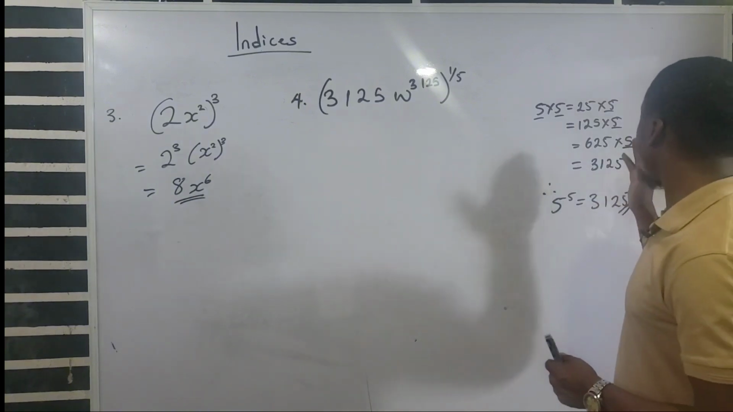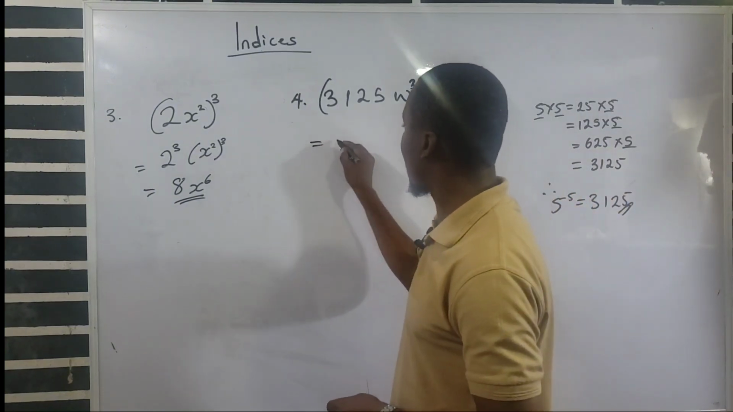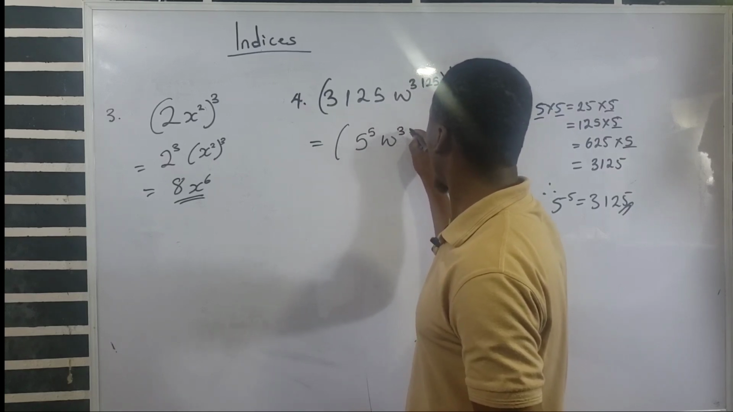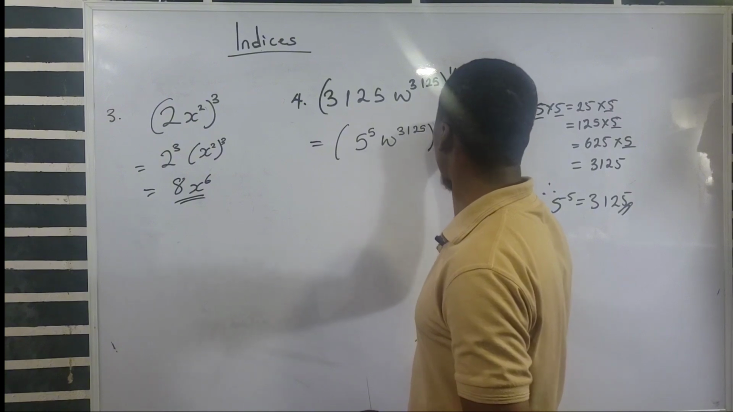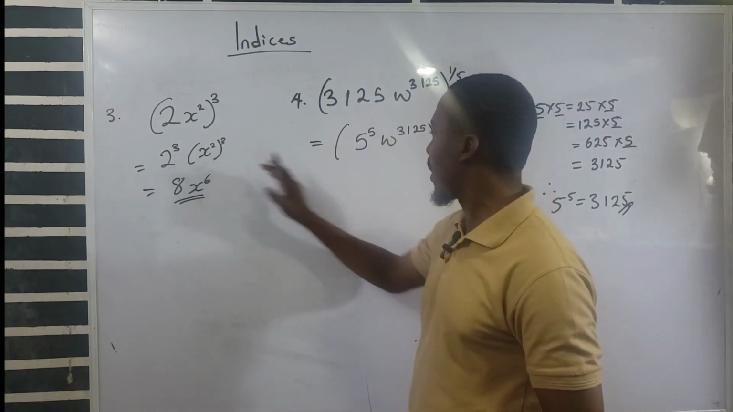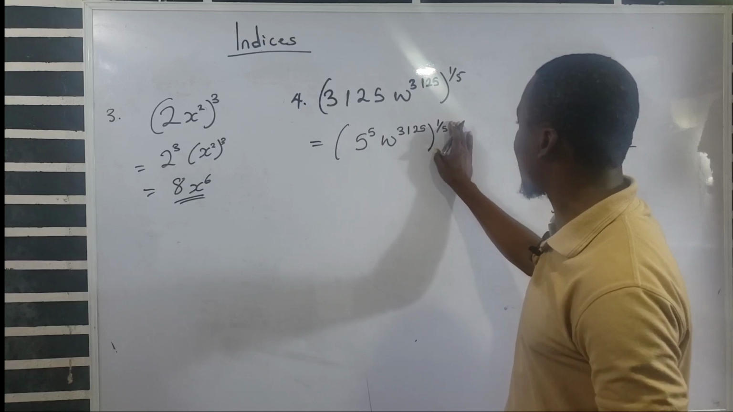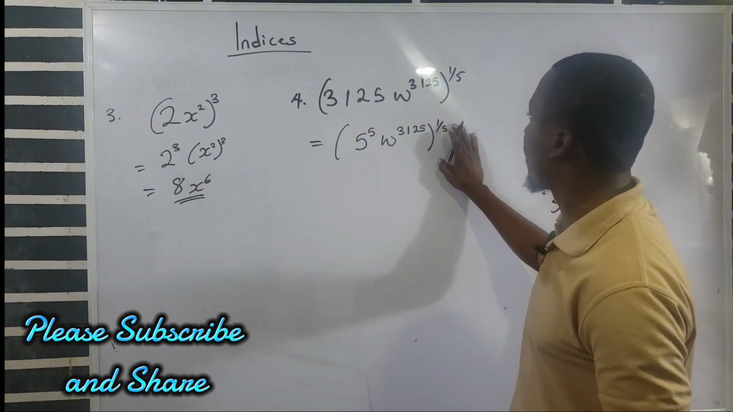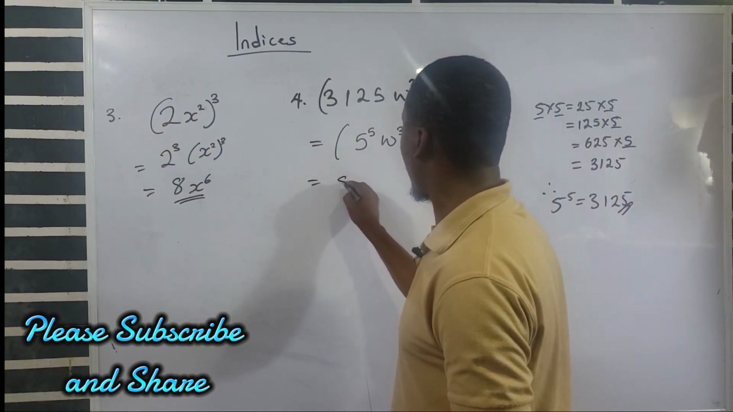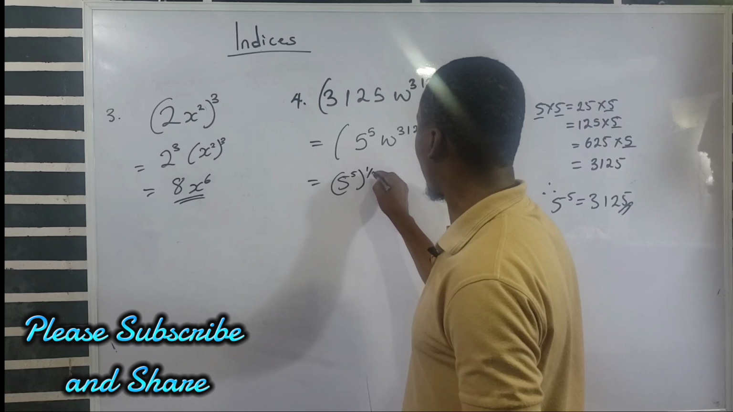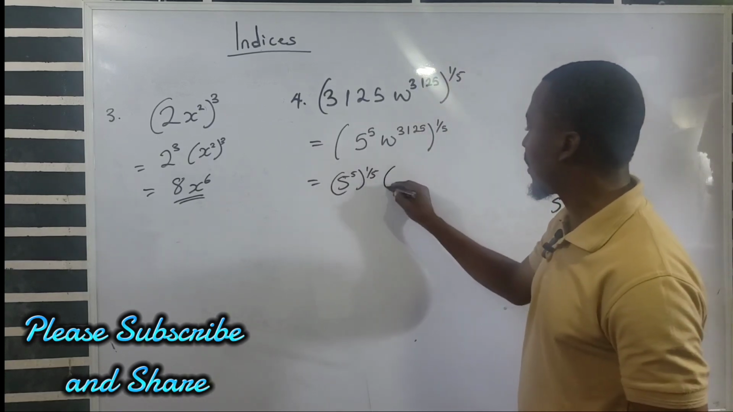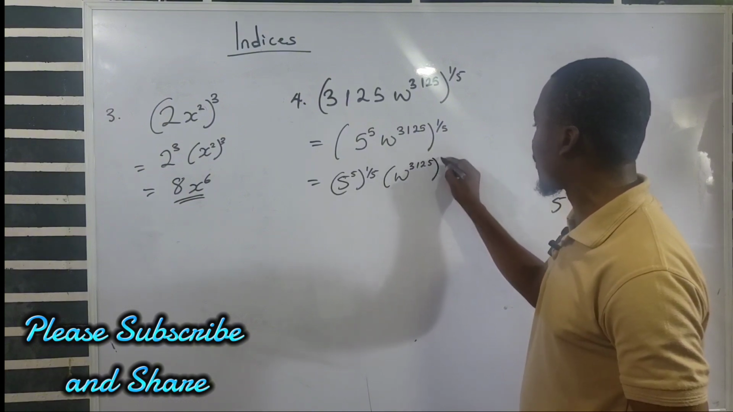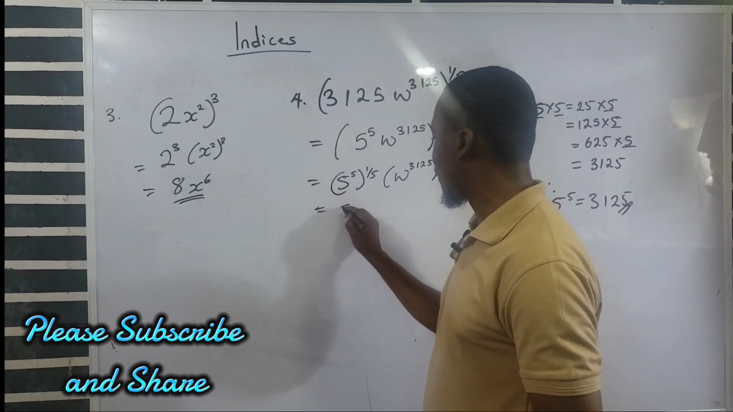Okay, so with this knowledge now, we can have this as 5 raised to power 5, raised to power 3125, all raised to power 1 over 5. Just like what happened here, this 5 raised to power 5 is going to take part here, and this power 3125 is going to take part there. Okay, so with that, we are going to have 5 to the power 5, all to the power 1 over 5. So it has taken part. Then we now have power 3125 all raised to power 1 over 5. So this will give us just 5.